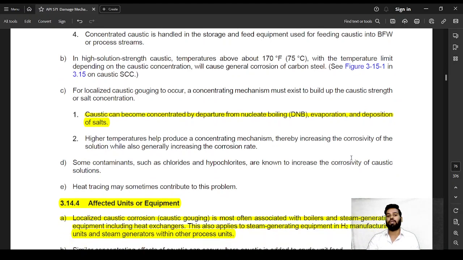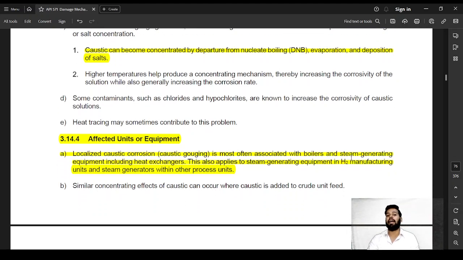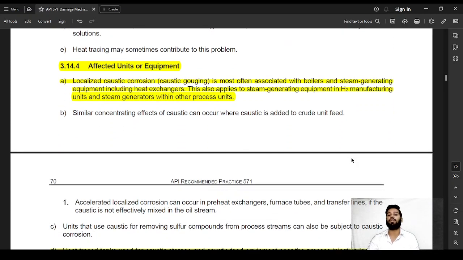In high solution strength caustics, temperatures above 75 degrees Celsius, with the temperature limit depending on the caustic concentration, will cause general corrosion of the carbon steel. For localized caustic gouging to occur, a concentration mechanism must exist to build up the caustic strength or salt solution. Caustic can become concentrated by departure from nucleate boiling, evaporation, and deposition of salts. Higher temperatures help produce a concentration mechanism, thereby increasing the corrosivity of the solution while also generally increasing the corrosion rate. Affected equipment: localized caustic corrosion or caustic gouging is most often associated with boilers and steam generating equipment including heat exchangers. This also applies to steam generating equipment in hydrogen manufacturing units and steam generators within other process units.